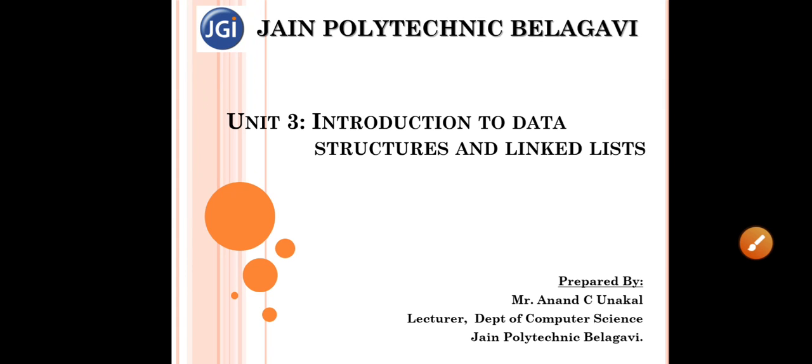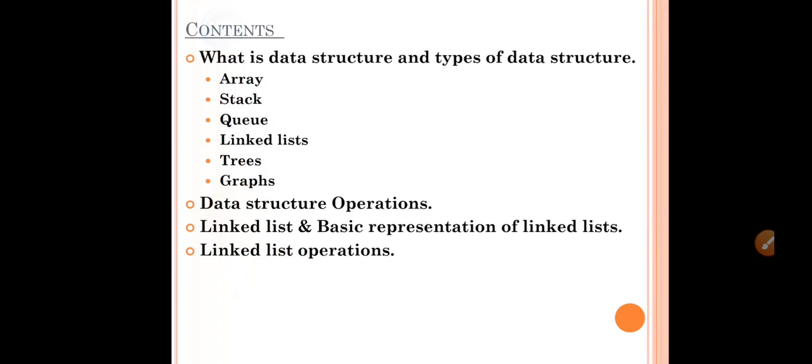Hello everyone. Introduction to data structure and linked list. Contents: what is data structure and types of data structure: array, stack, queue, linked list, trees, graphs. So these are the different types of data structures. Next we see data structure operations, linked list and basic representation of linked list operations. Okay, so we will see one by one.